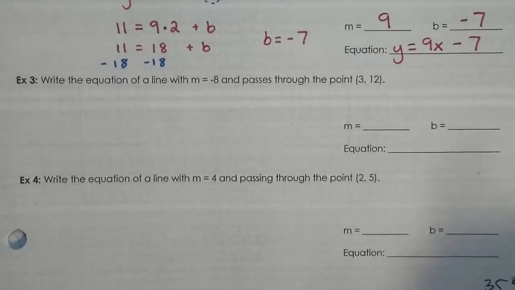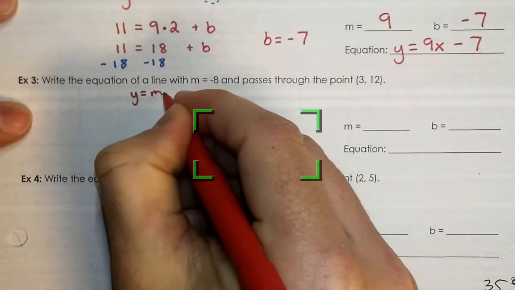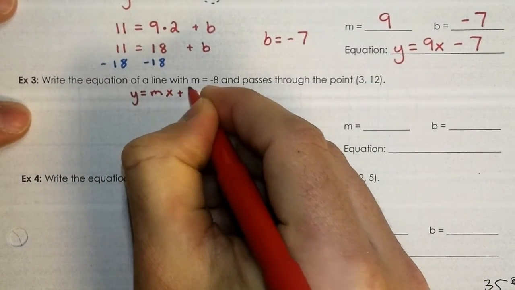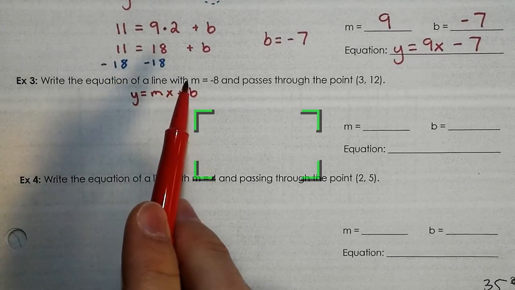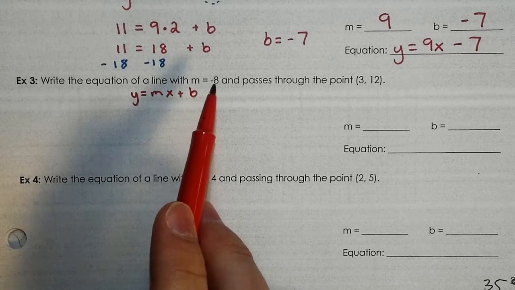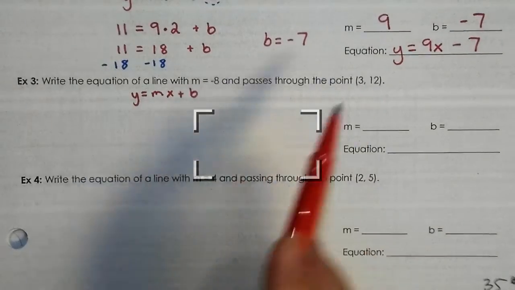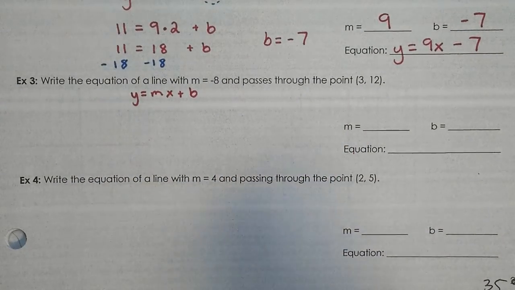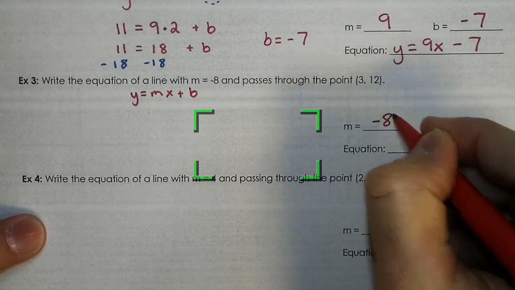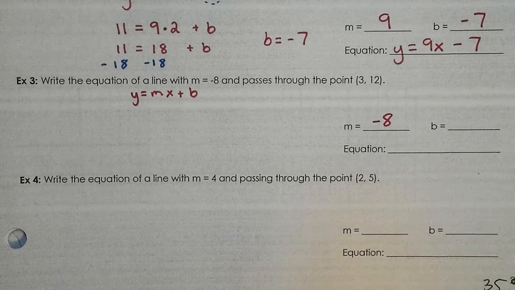All right. So let's write the equation first. Y equals mx plus b. It says write an equation of a line with m equals negative 8 and passes through the point 3, 12. So great question here. What is our slope here? Negative 8. Do we know our b yet? We don't know our b. Good. Stay with me.